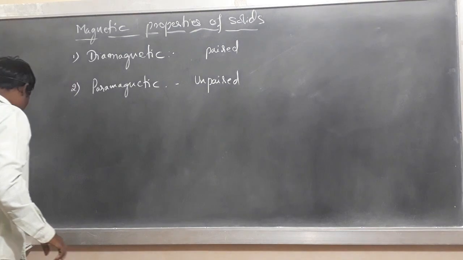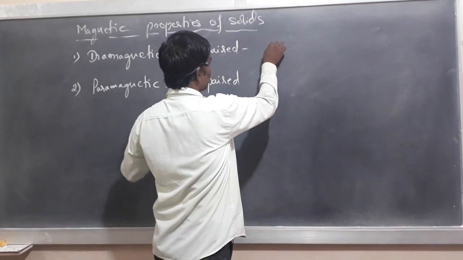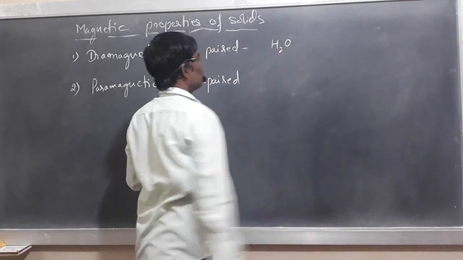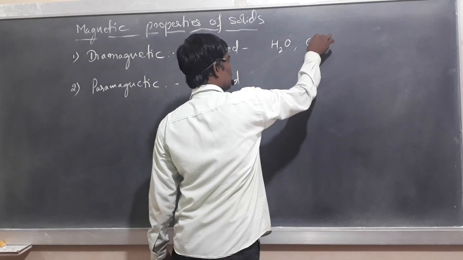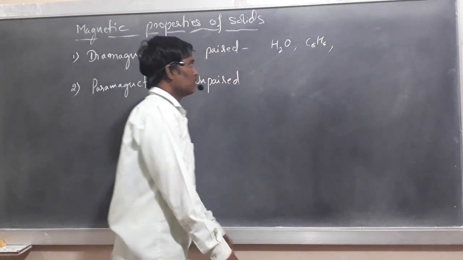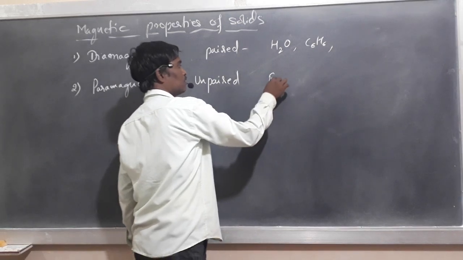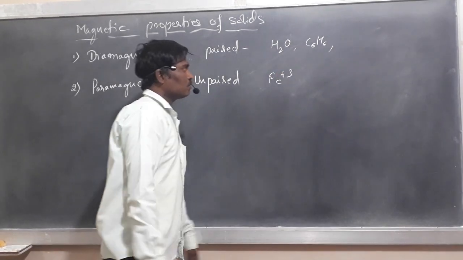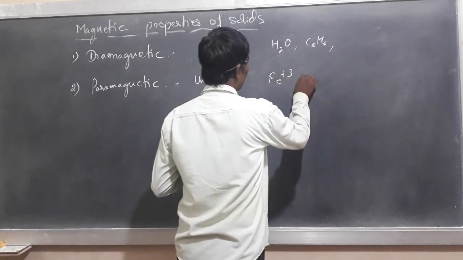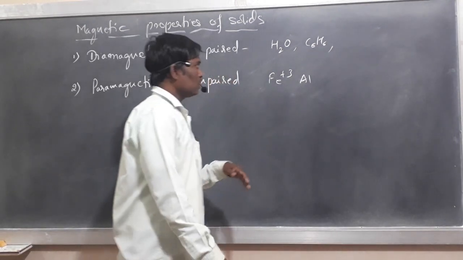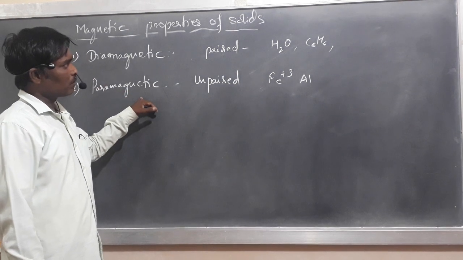For example, diamagnetic: water is also a diamagnetic substance. Benzene C6H6 is a diamagnetic substance, and paramagnetic substances like iron Fe+3 contain unpaired electrons. So other elements like aluminium and metals are paramagnetic substances. They are attracted by the magnetic field.